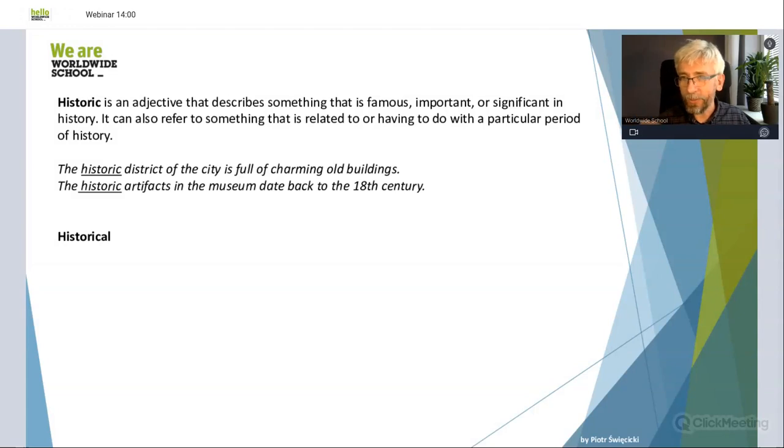That's historic. Two examples. The historic district of the city is full of charming old buildings. The historic district. Historyczny, right? Historyczna dzielnica. The historic artifacts in the museum date back to the 18th century. That's historic. A historic place, a historic object, a historic monument. So what about historical?